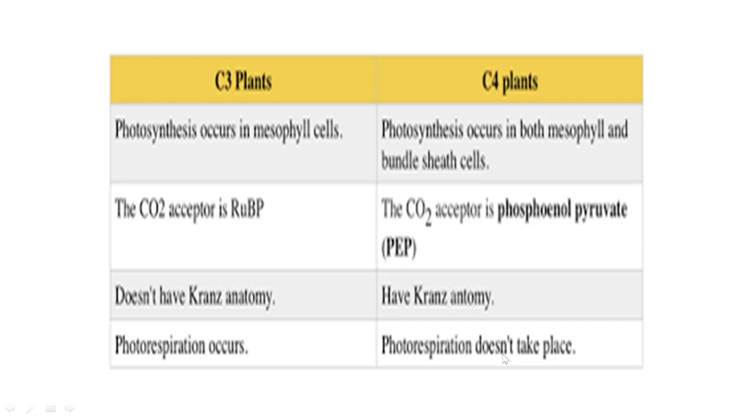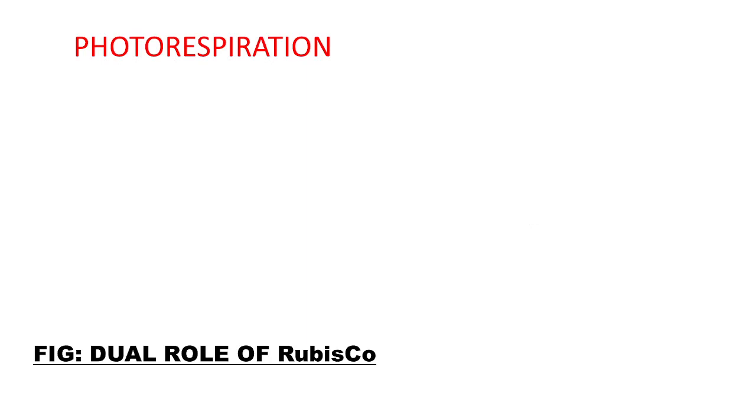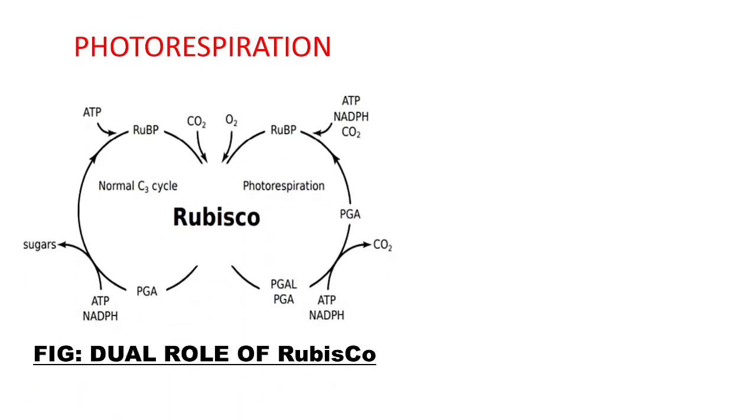Okay, now we will talk a little bit about photorespiration too. Now photorespiration. Photo means light, respiration is the utilization or absorption of oxygen and thereby release of energy. So, light induced respiration, the dual role of Rubisco. Now, what is this dual role of Rubisco?